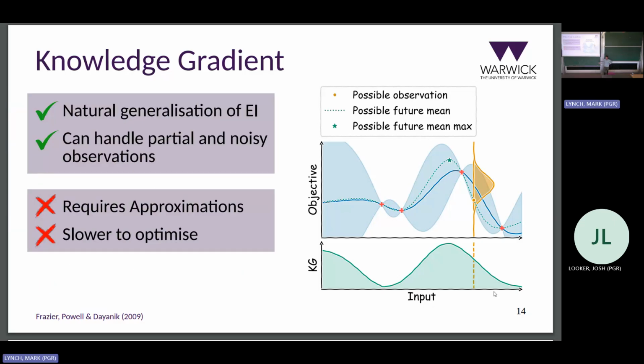So it's a natural extension of expected improvement that works in our setting, so it can handle these partial observations that we have with the two-stage problems, but it doesn't have this nice analytical formula. It requires some approximations, and after those approximations is relatively a lot slower to optimize, so maybe 20 seconds to optimize instead of sub-second. In these hour-long simulations, that's still not a problem, but it's worth factoring in because in some applications it's a lot faster simulations.